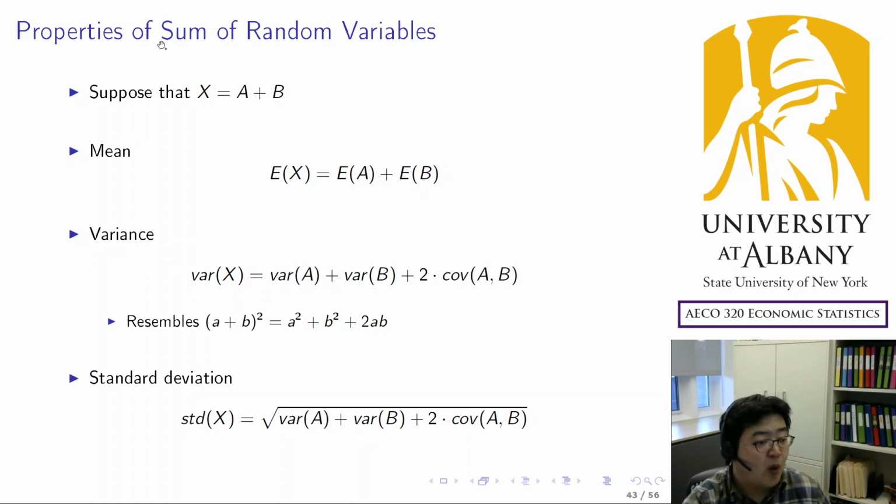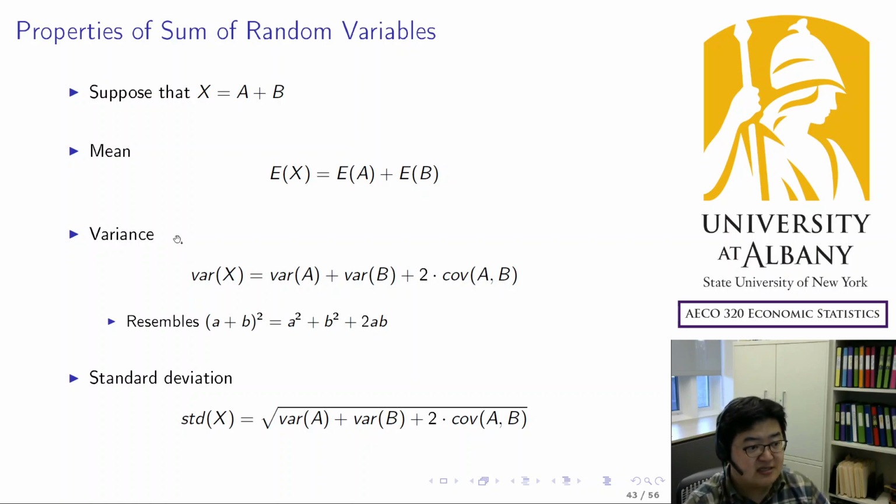So what we are going to do here is look at this summation of A and B. The original variables are A and B, and you define a new random variable X. We are interested in how to calculate the mean and variance of the new random variable X. First, the mean is pretty straightforward. The mean is just the sum of two means, so it's not a big problem.